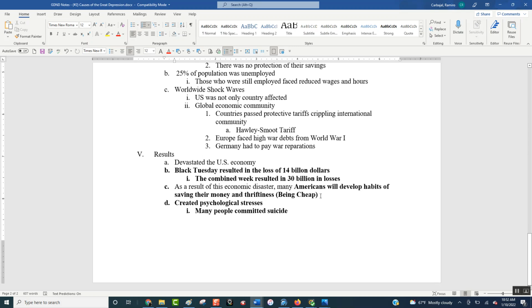Lastly, the results devastated the U.S. economy for sure. We've never had an economy so bad as in the Great Depression. Black Tuesday lost by itself $14 billion worth of wealth. In the combined week, $30 billion. Today's money, $30 billion back then is today about $600 billion that would have been lost in businesses and wealth, just gone. As a result of this disaster, a lot of people started getting very, very tight with their money, super cheap, because they counted every penny. That's all they had, every penny.